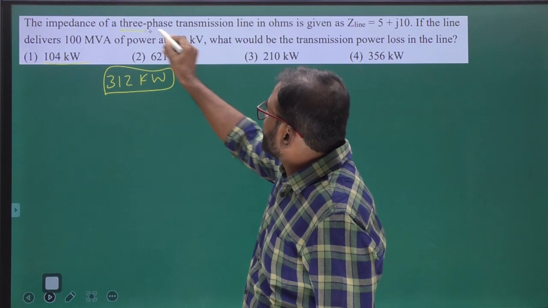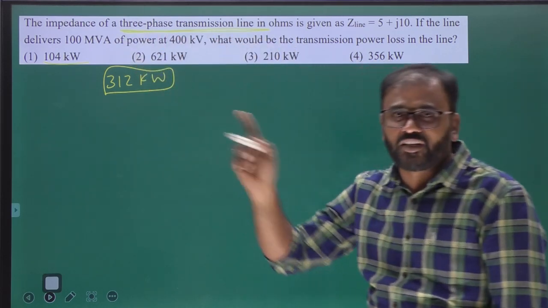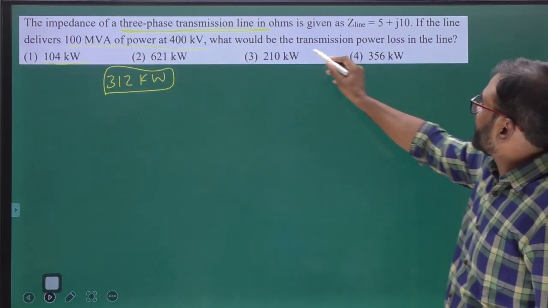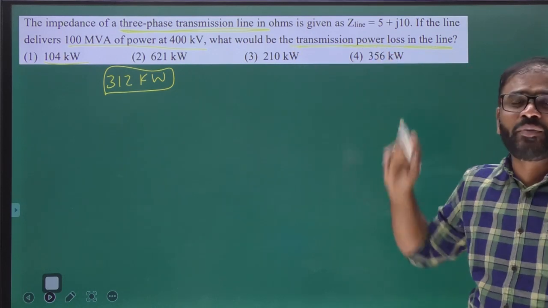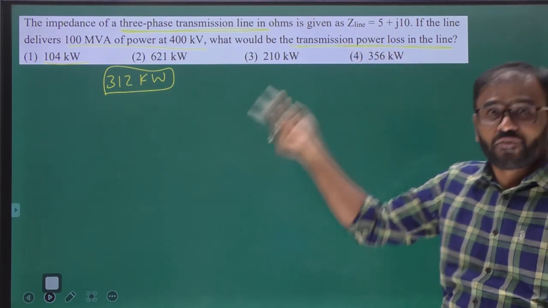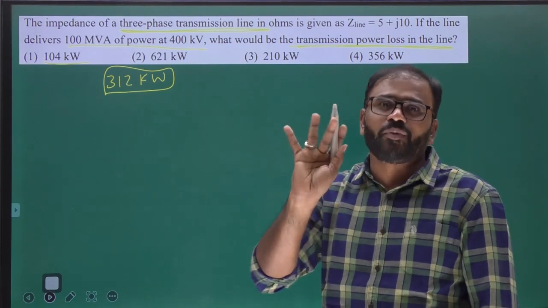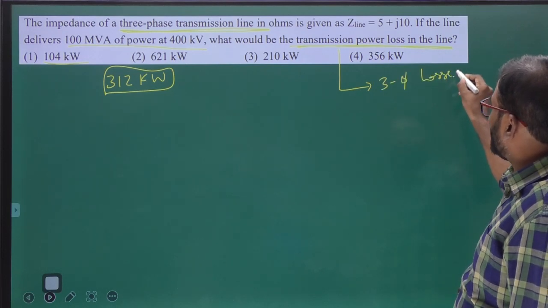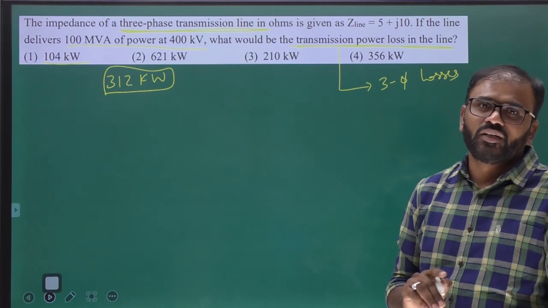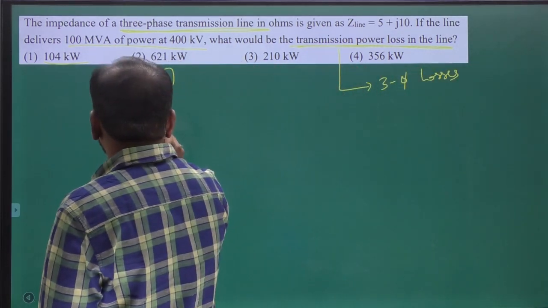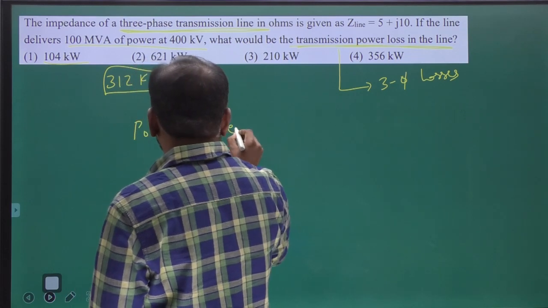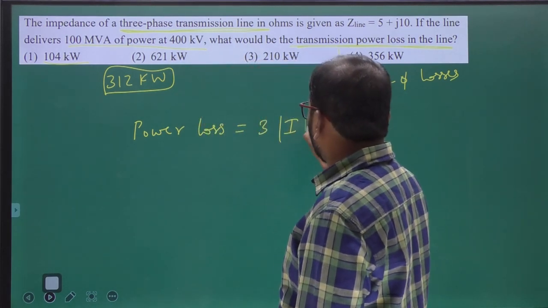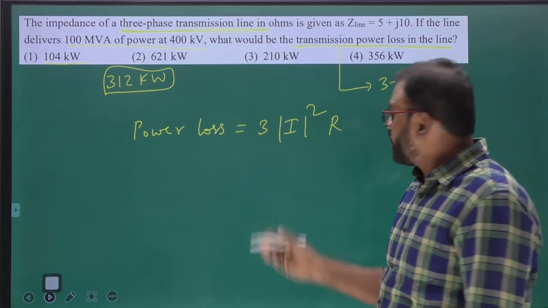Now let's see what is mentioned here. The impedance of a 3 phase transmission line, it's clearly a 3 phase line, no doubt. The line is delivering 100 MVA at 400 kV, fine. What would be the transmission power loss in the line? It is nowhere mentioned to calculate the loss per phase. He has just mentioned transmission power loss in the line, which means we need to calculate 3 phase losses. By default, transmission losses means 3 phase losses only. So what is the power loss formula? The power loss equals 3 times the magnitude of the current flowing through the line squared times the resistance of the line. What is the magnitude of the current?